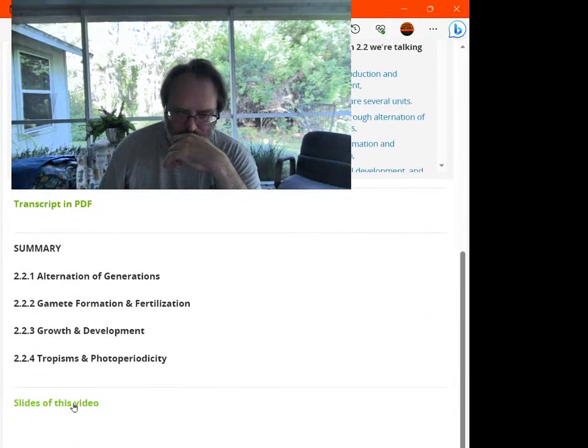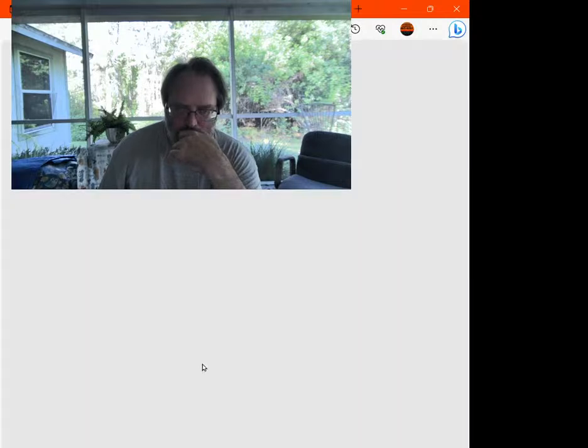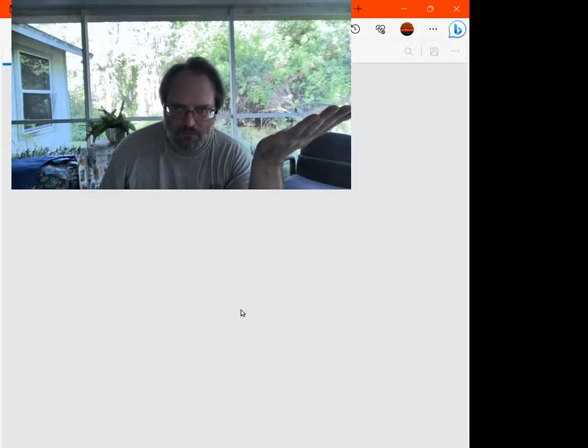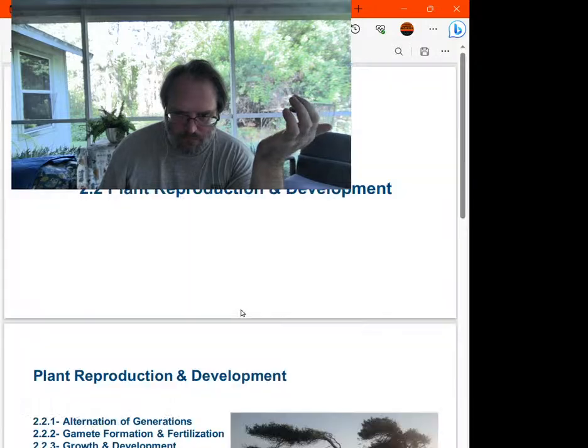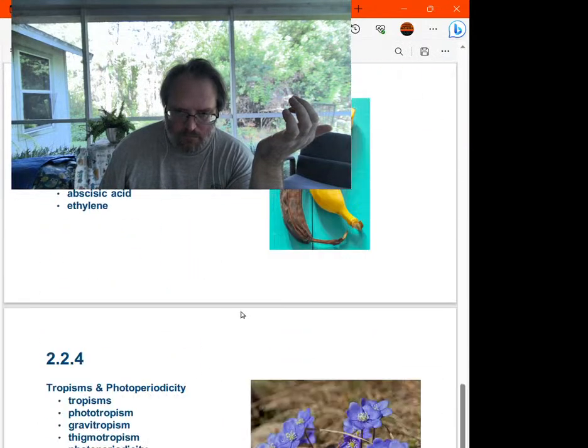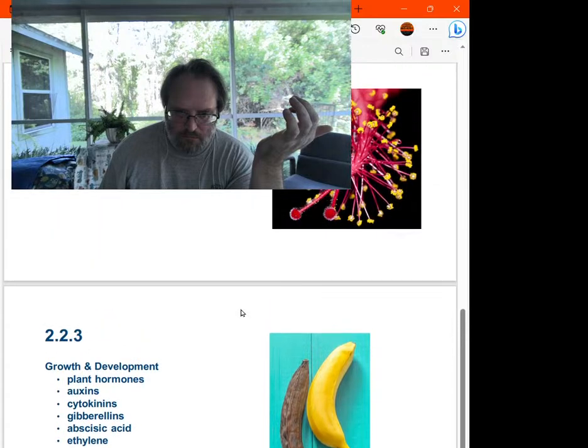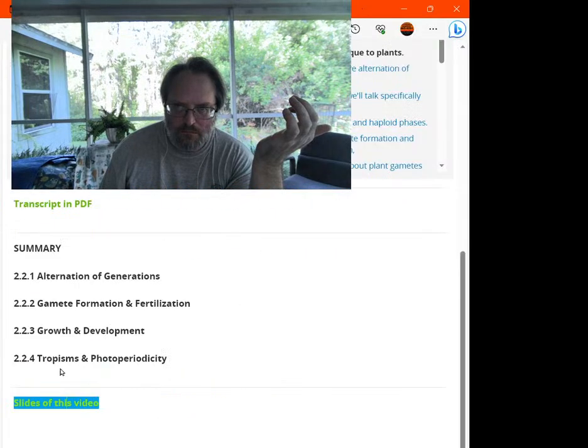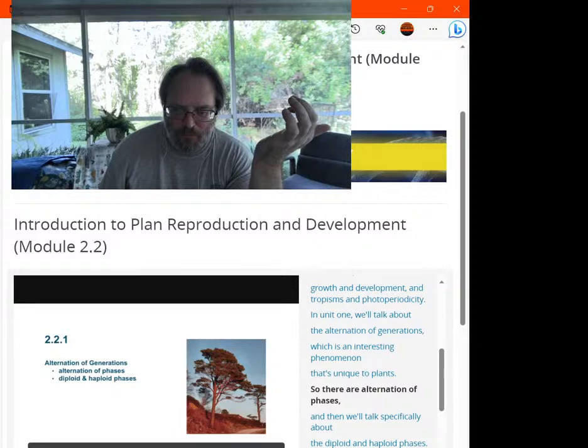In section 2.2, we're talking about plant reproduction and development, and there are several units. We'll go through alternation of generations, gamete formation and fertilization, growth and development, and tropisms and photoperiodicity. In Unit 1, we'll talk about the alternation of generations, which is an interesting phenomenon that's unique to plants. So there are alternation of phases.